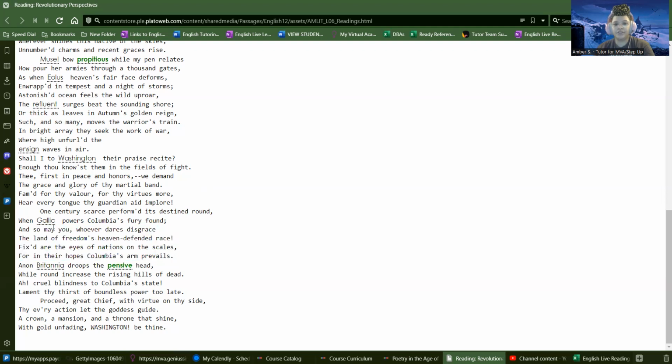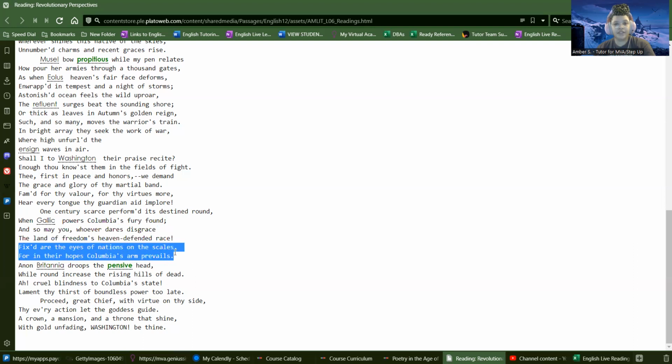freedom's heaven defended race. So she's saying a few things here. First of all, the easiest thing is she's saying, you're going to bring down Columbia's fury if you disgrace our freedom, right? Our land of freedom. But by saying heaven defended race, she's also asserting that America has the support of heaven in seeking out its independence. So heaven defended is basically saying, like, we're fighting for the right thing in terms of our freedom, and our fury is not going to be something that you want to invoke. You don't want to have beef with us, is basically what she's saying.